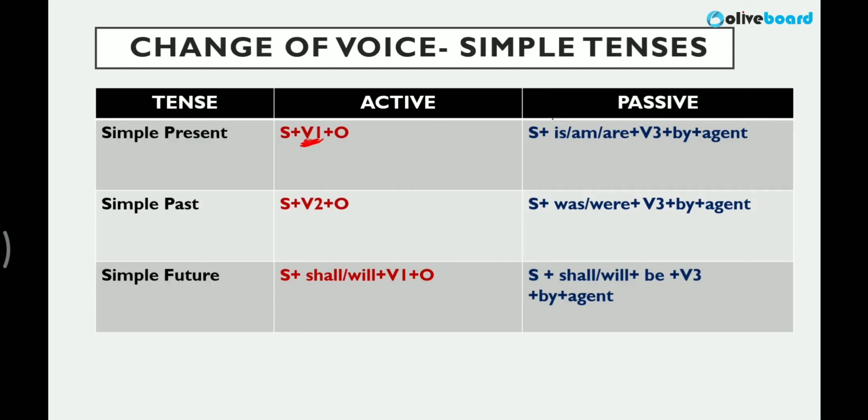Now, when we change it into passive, you can see, because it is simple present, these are the helping verbs we use. Now, you will choose a helping verb according to subject. Is for singular subject, am with I, and are for plural subject. Then we have always V3.